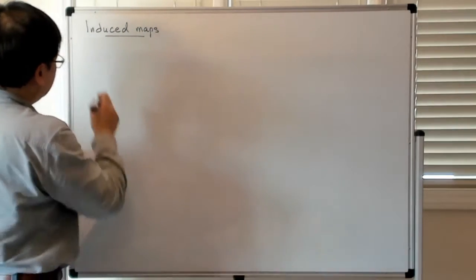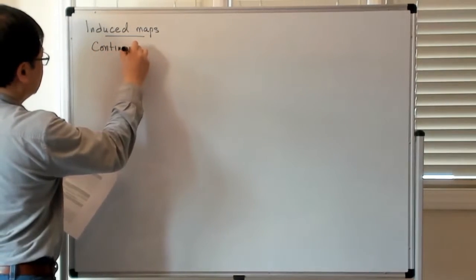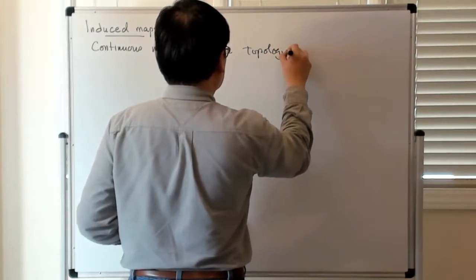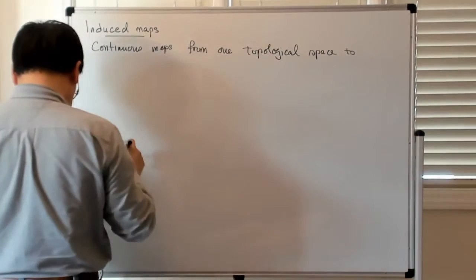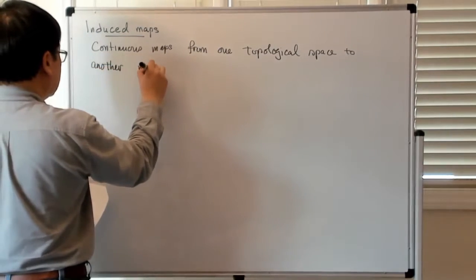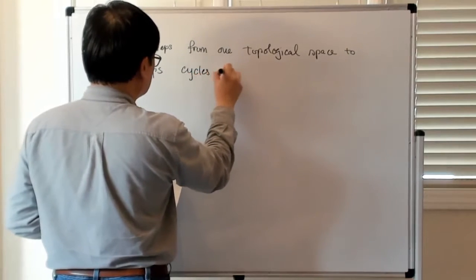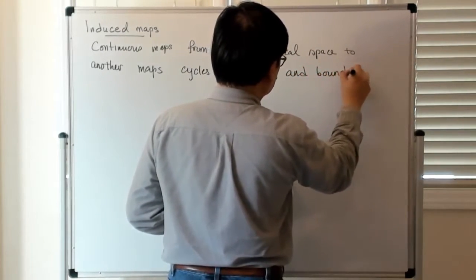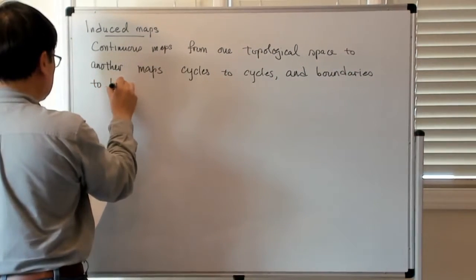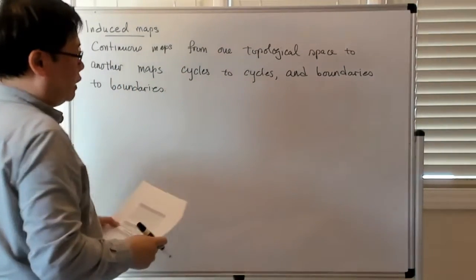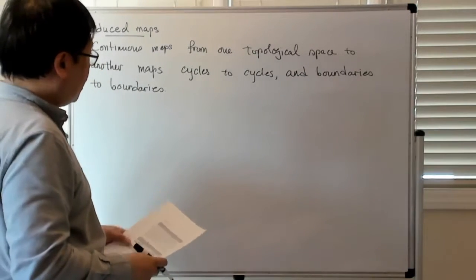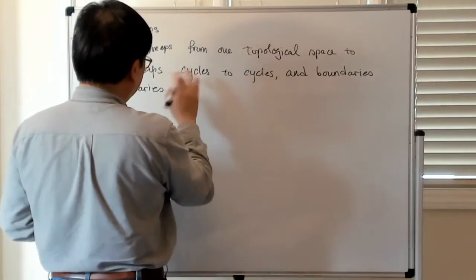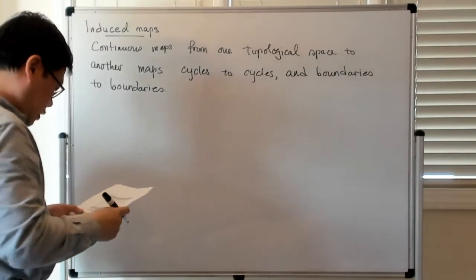So one observation is the following: continuous maps from one topological space to another map cycles to cycles and map boundaries to boundaries. So you might think that this would imply that the homology groups are invariant under these continuous maps, and that's not quite true. In any case, the point is that they do induce maps between homology groups.